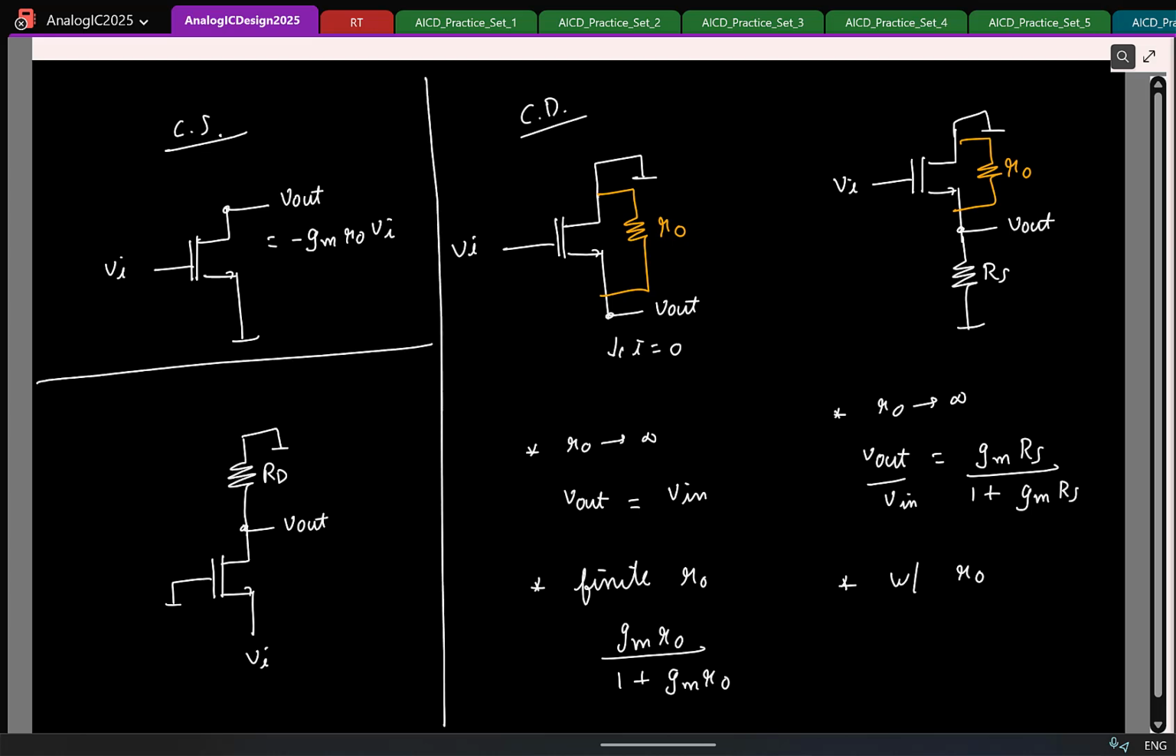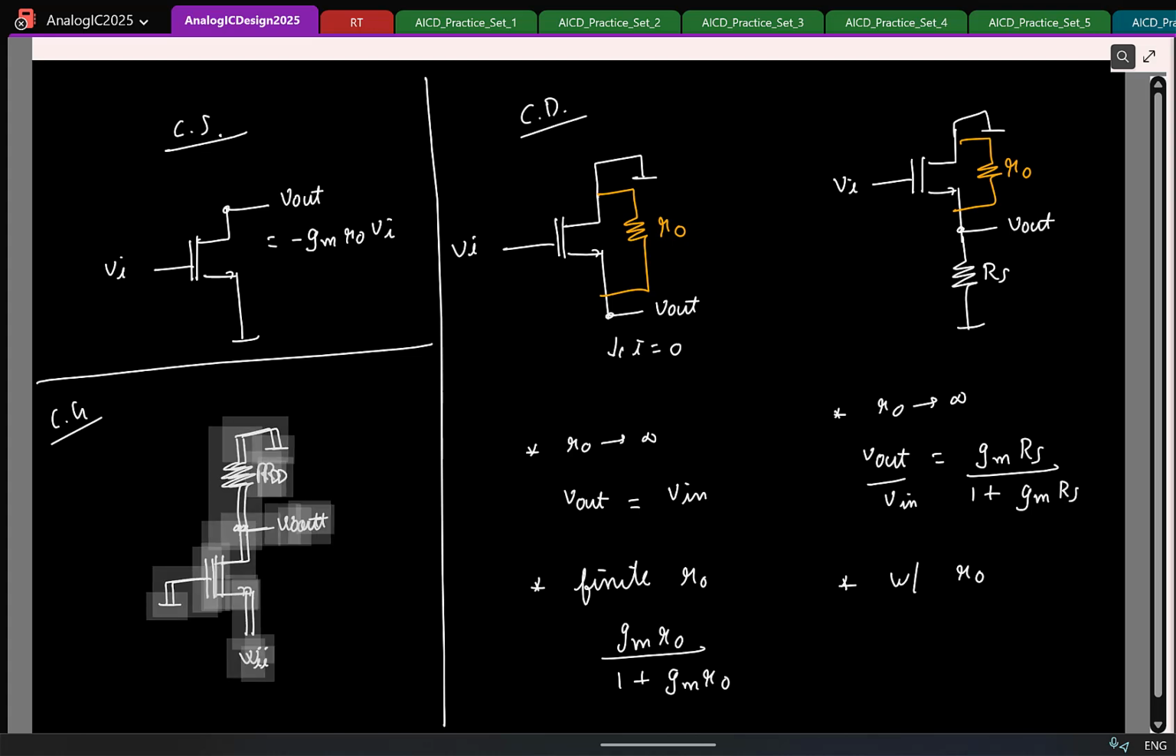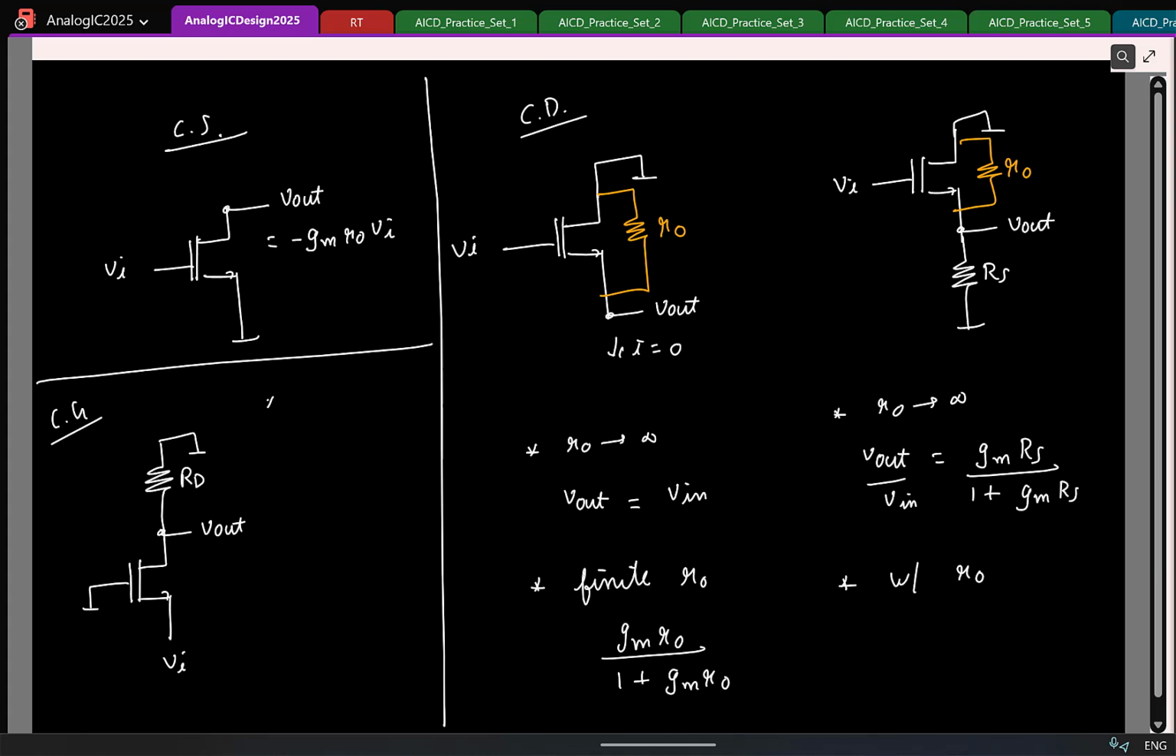So let's look at common gate. So here if I apply a small signal Vi, and if I ignore R0 to start with, let us say R0 is infinity. So what is the Vout here? How much? What is the small signal current flowing up? Minus GMVi or plus GMVi? Plus GMVi. So Vout is?